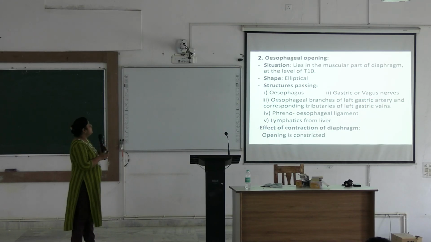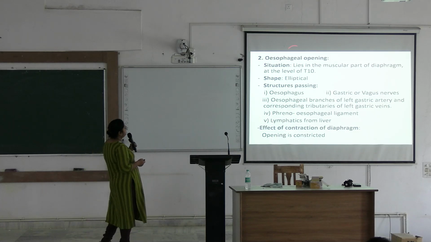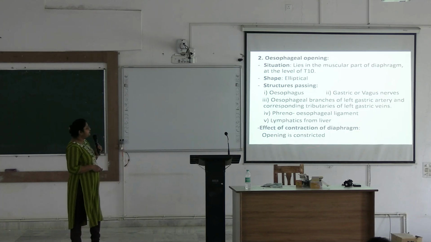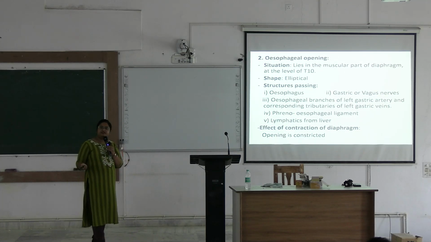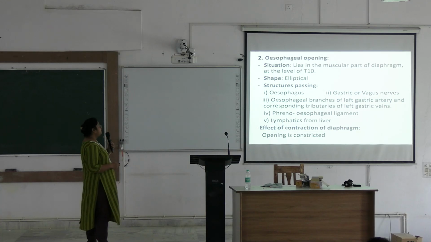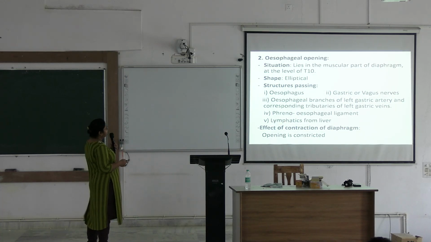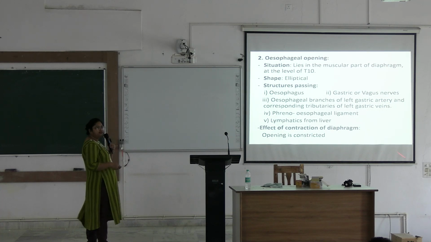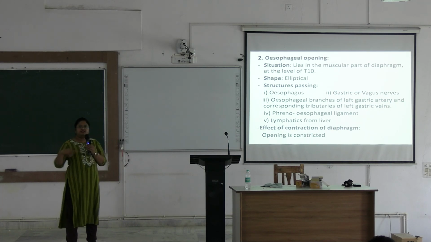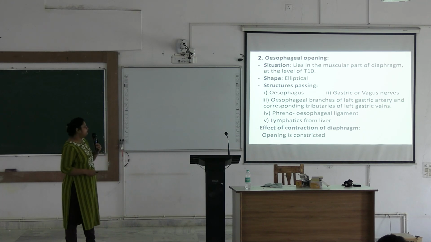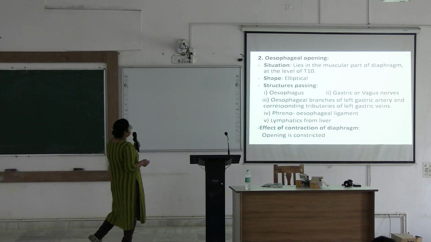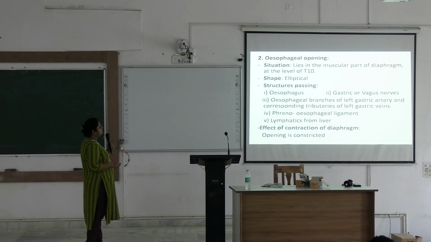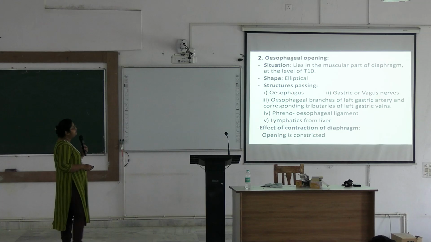Okay, so next we are going to the esophageal opening. This effect of contraction comes in your MCQ question. You can see there was no change for the aortic opening. The esophageal opening is constricted because it is lying within the muscle. The esophageal opening lies at the muscular part of the diaphragm at the level of T10.